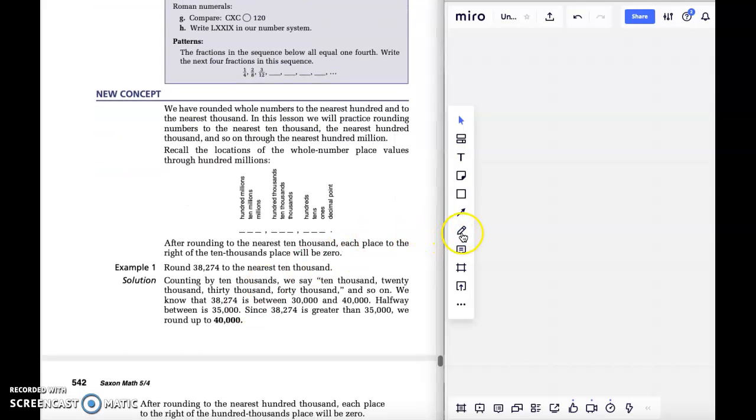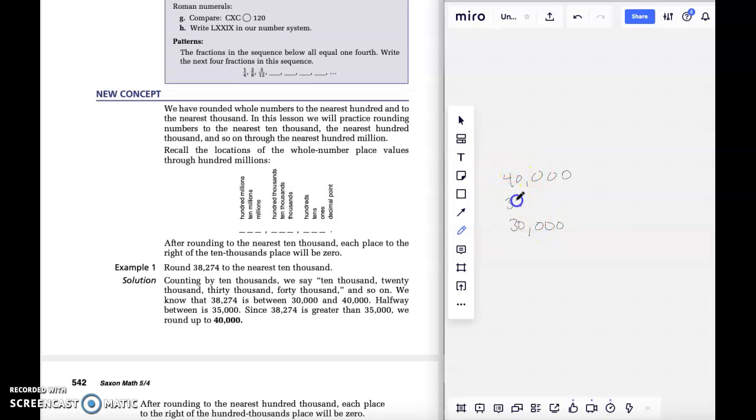So let's take a look at this number that they've given us: 38,274. We need to recognize that 38,000 lies between two tens because it's asking us to round to the nearest 10,000. So we need to say, what's the next highest 10,000? The next highest is going to be 40,000, and the one below that is going to be 30,000. So 38,274 lies between 30,000 and 40,000. Now the question is, is it closer to 30,000 or 40,000?